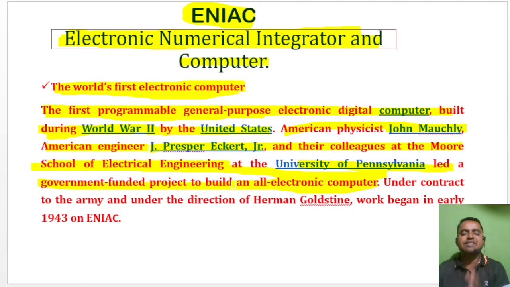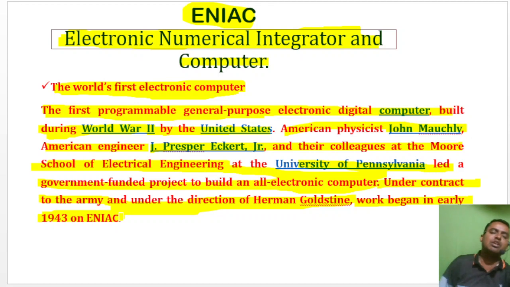The government funded the project to build the all electronic computer under contract to the army, under the direction of Herman Goldstine. Who is guiding here? Herman Goldstine is giving the directions. Work began in early 1943 on ENIAC. Remember the things we have to remember.